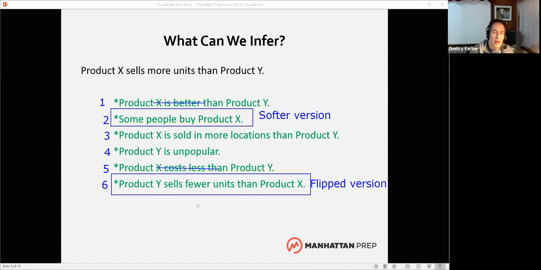Number 3 would also explain it. Oh, maybe X is sold in more places. We don't know that. Maybe product Y is unpopular. Well, again, it depends on what you mean by unpopular. I would want to clarify that a little bit. But if we mean that people don't like it or don't want it, that's tricky, right?